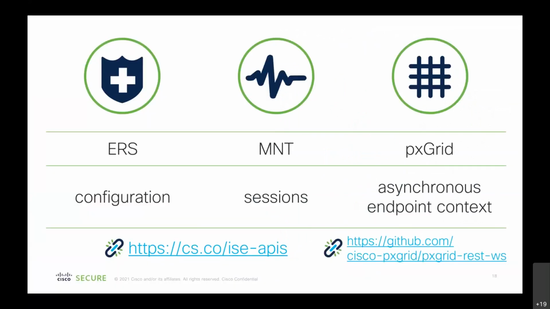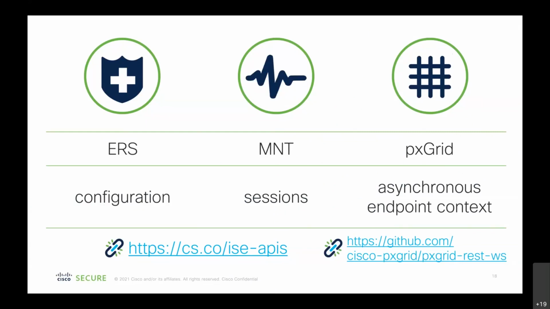And I want to explain that ISE actually has 3 different types of REST APIs today. The first is what we call external RESTful services. That is our traditional REST API. This is where you control configuration of various resources inside of ISE, your endpoints, your users, your network devices, things like that.